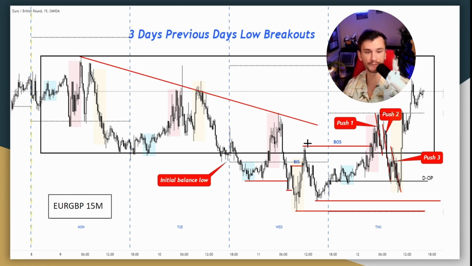Again, same thing, first mouse scenario, and now I need to look for 3 pushes. Push 1, push 2, push 3. Fantastic, check the box. This last leg on the 15-minute chart is going to put the 1-minute chart into a downtrend. Now let's go look at the 1-minute chart.